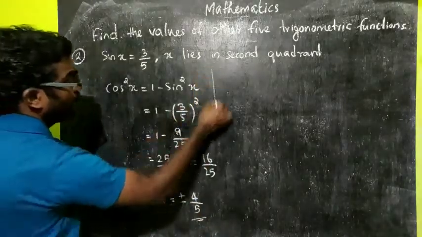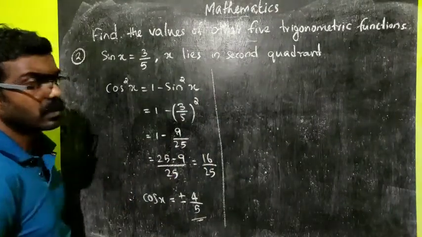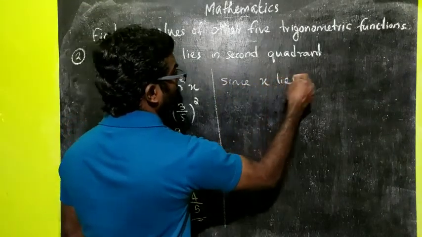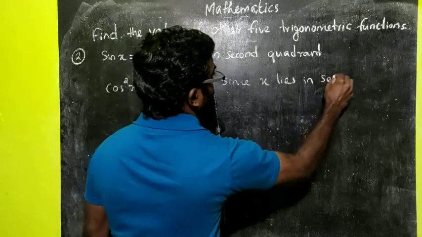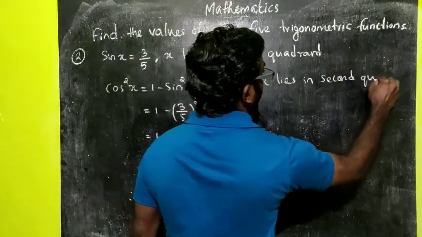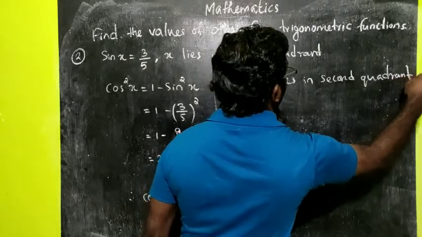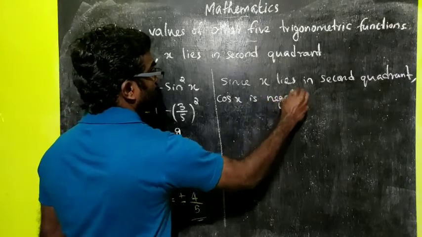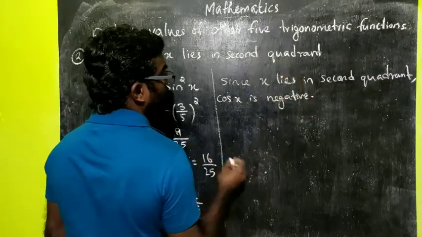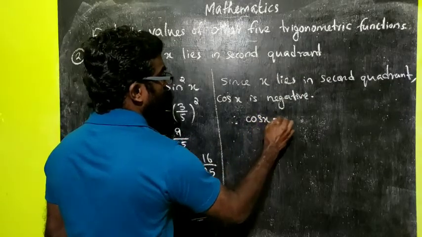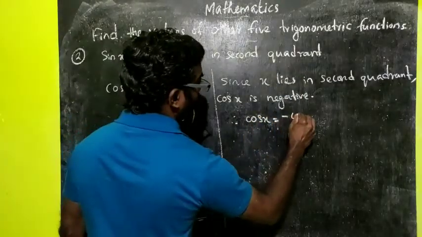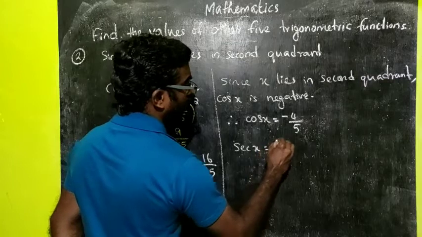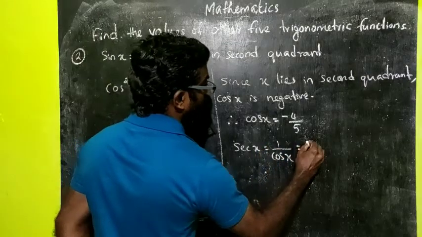Okay. Here x lies in second quadrant, and in second quadrant cos x is negative. So we can write, since x lies in second quadrant, cos x is negative. Therefore cos x is equal to minus 4 by 5. Now we can write sec x. Sec x is the reciprocal of cos, 1 by cos x, which is equal to minus 5 by 4.